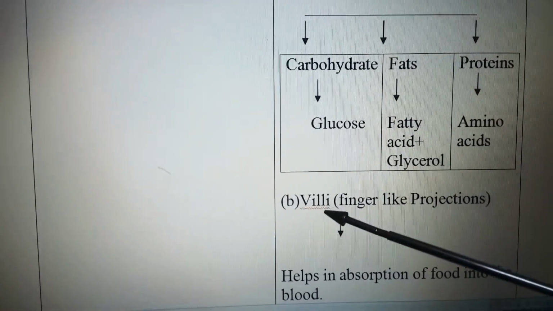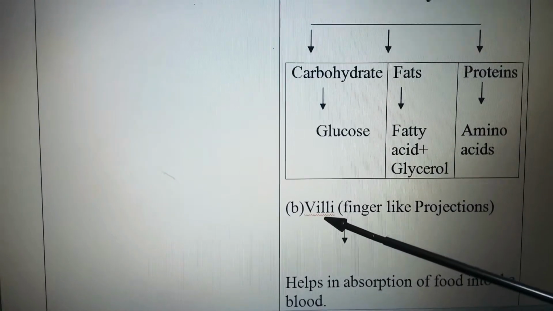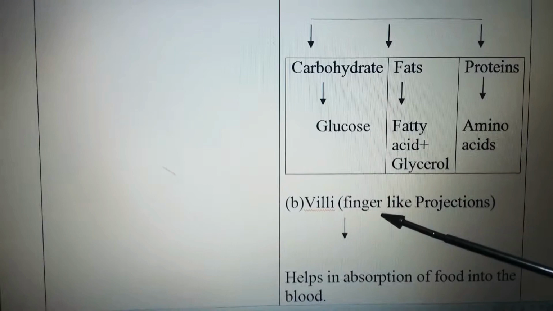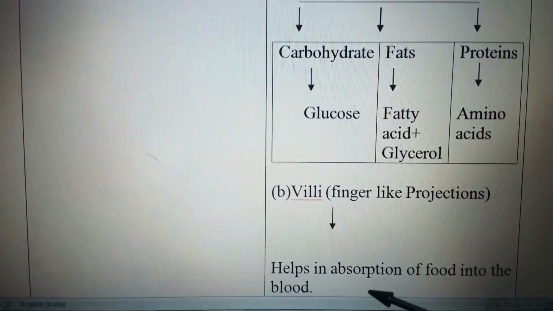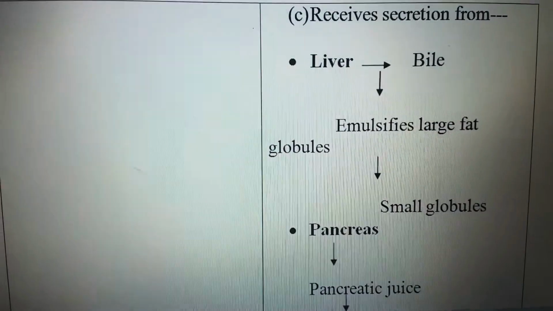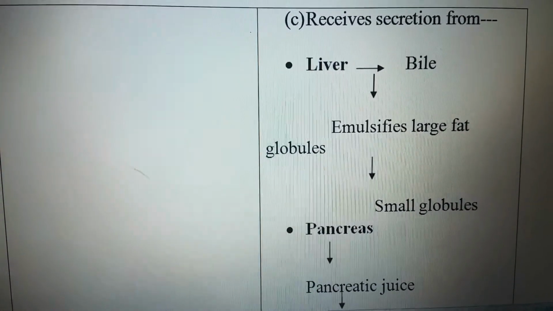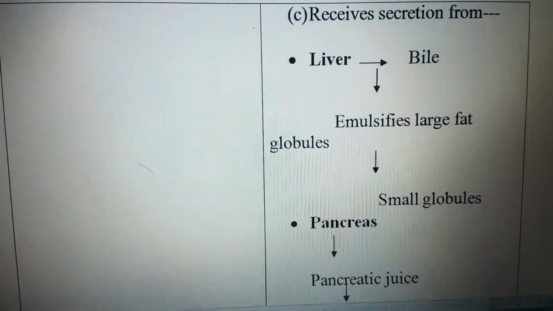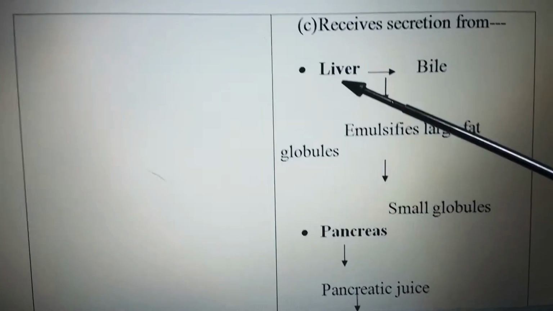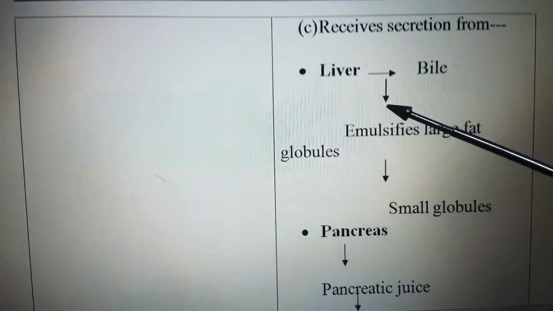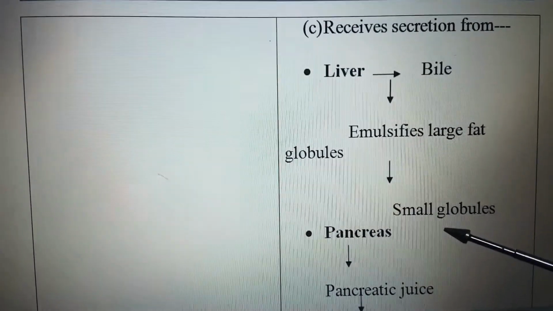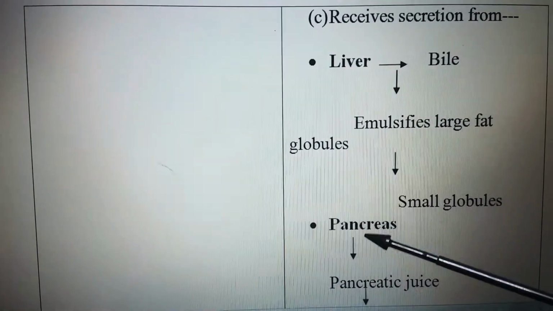So villi are the finger-like projections present in the small intestine that help in the absorption of food into the blood. Other accessory organs that are going to help in the process of digestion are the liver. The liver secretes bile, which helps in the emulsification of large fat globules into smaller globules.